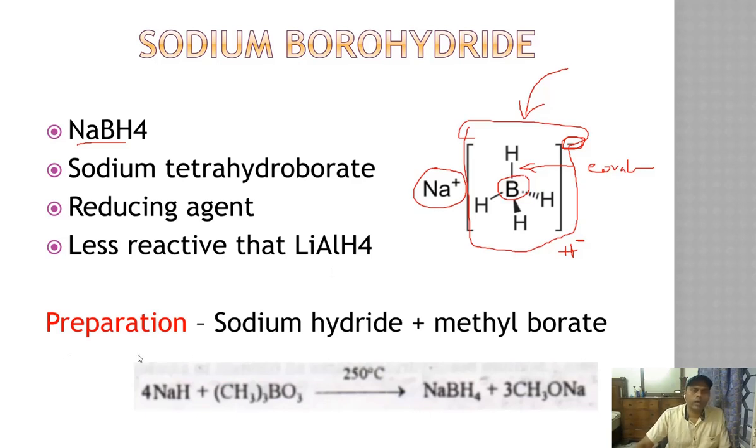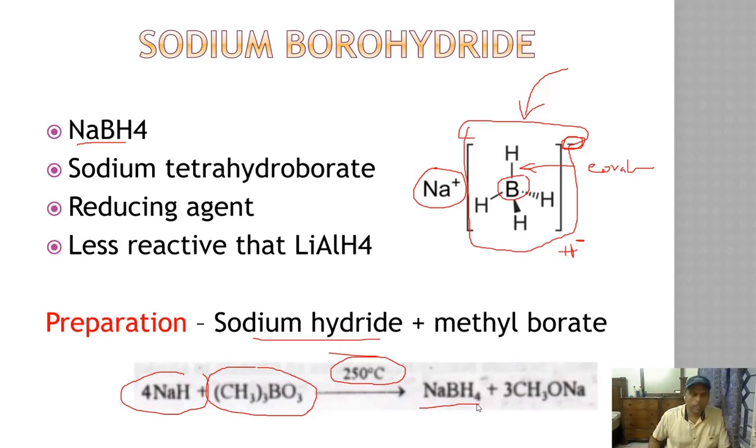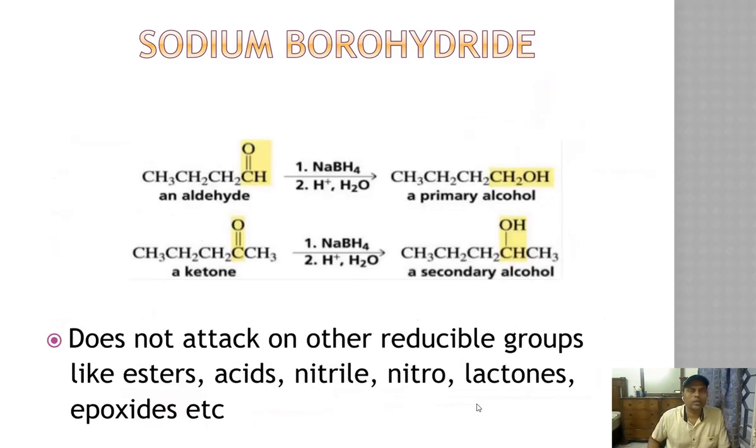So how is it prepared? It is prepared by mixing sodium hydride with methyl borate, and you have to heat this to 250 degrees centigrade, and you are going to get sodium borohydride. That's how you prepare it, and let's see the example here.